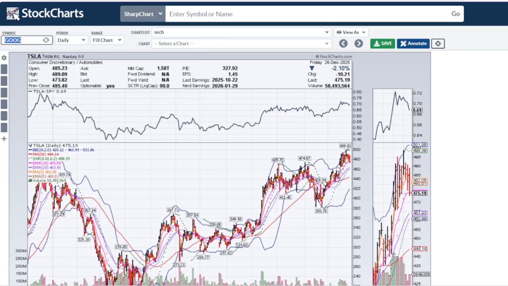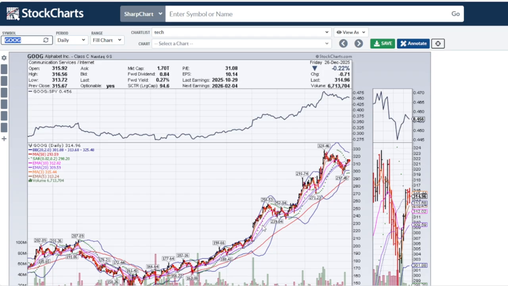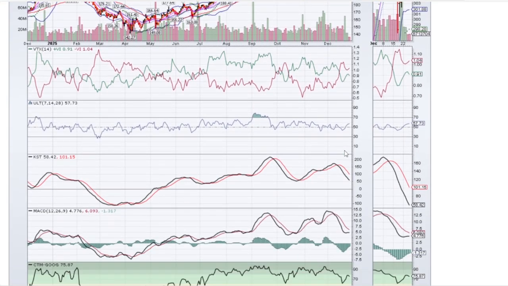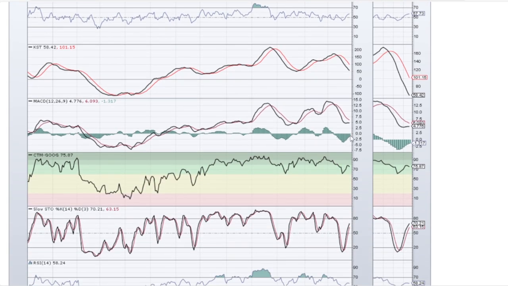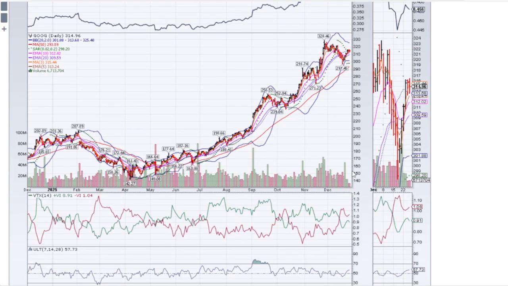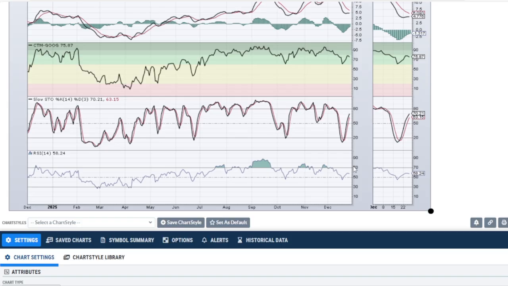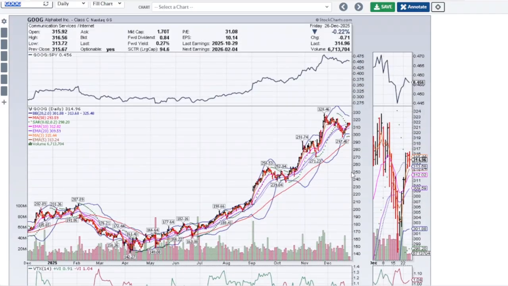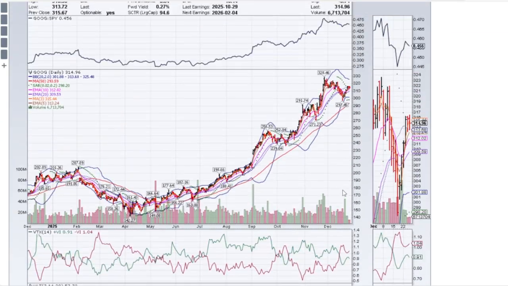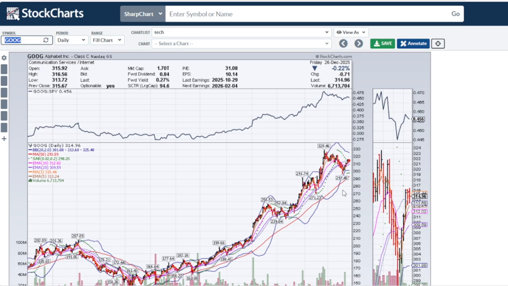Let's look at good old Google. Google, still on a bullish trend, parabolic. It's looking good. The KTS has a bearish downtrend but can still turn around. MACD bullish. Slow stochastic shows bullish trend. And the RSI is at 58. So overall, neutral to somewhat bullish on Google.